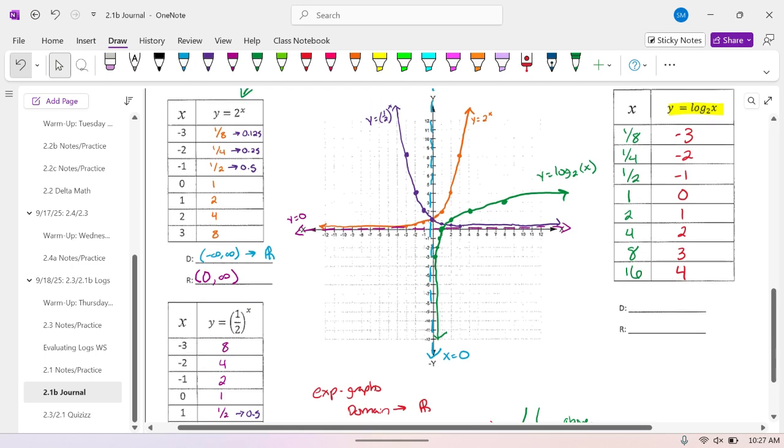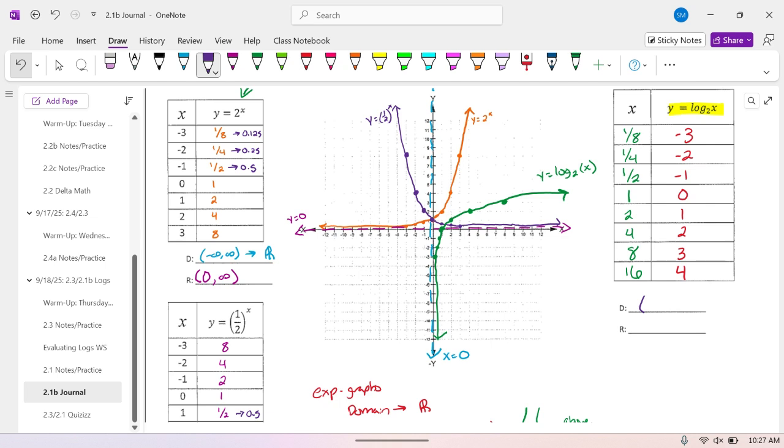Now, we already said what our domain would be. We would just flip the domain and range of its inverse, the 2 to the x power. Since the domain there is negative infinity to positive infinity, but the range is 0 to infinity, that means the domain of our logarithm is 0 to infinity, and our range is negative infinity to positive infinity. So all real numbers.